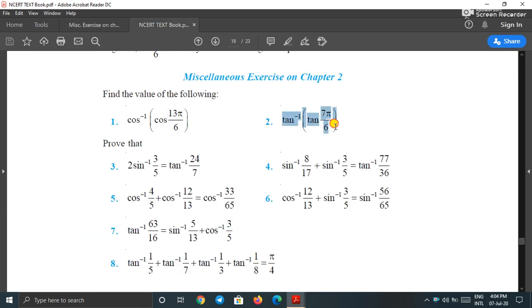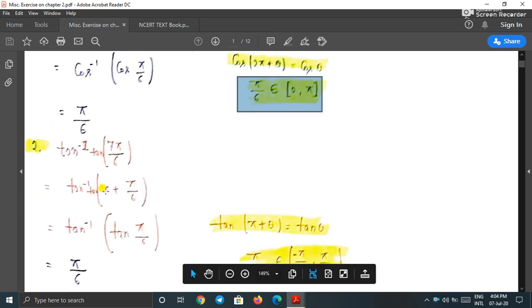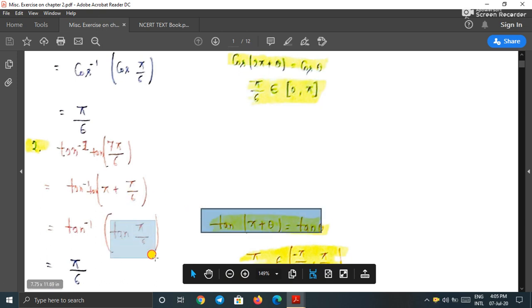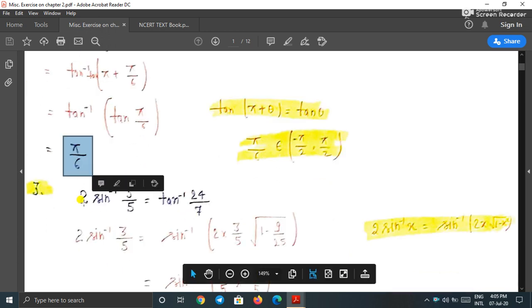Problem number 2 is tan inverse tan 7 pi upon 6. For the inverse tangent function, the principal value branch is minus pi by 2 to pi by 2. Means the value we have to take is between minus 90 degrees and plus 90 degrees. Okay, now tan 7 pi upon 6 can be rewritten as tan of pi plus pi upon 6, and tan of pi plus theta is equal to what? Tan theta. So it is equal to tan pi upon 6, right? Now using the property of inverse functions, tan inverse tan pi upon 6 is equal to what? Pi upon 6.